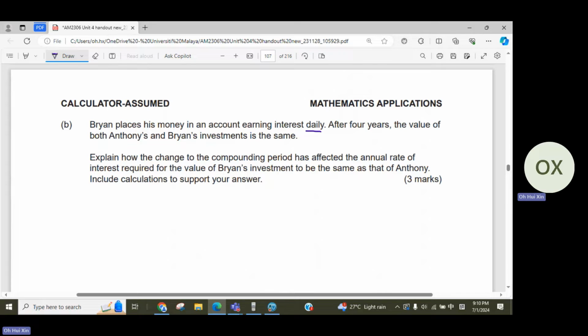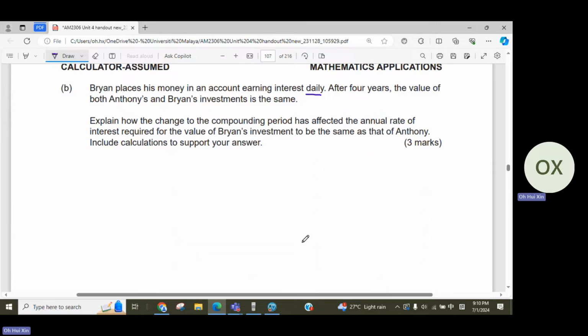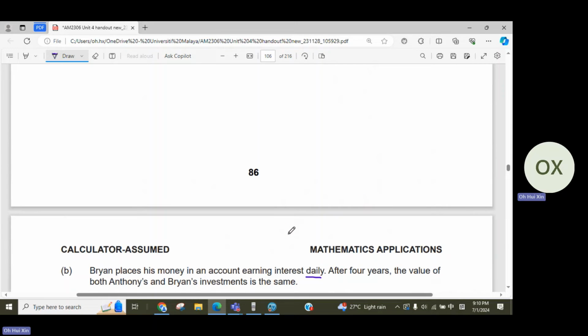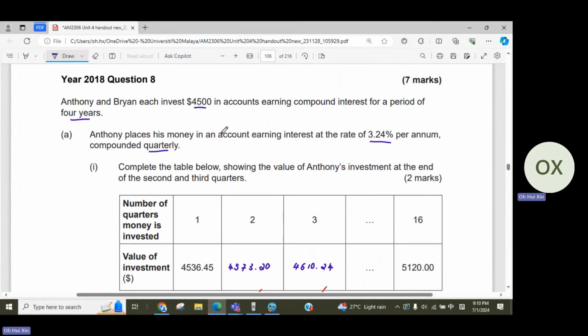Okay, so basically what the question is asking is, let me try to put in the situation here. You don't need to draw this, but I just want to explain a bit what the question is asking. Just now we talked about Anthony's situation, right? And then the question said that they both start from 4,500. That's what we got from the question. And their periods are all 4 years.